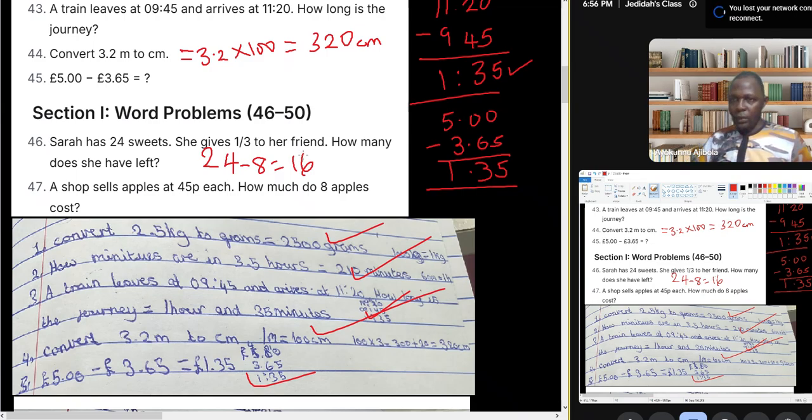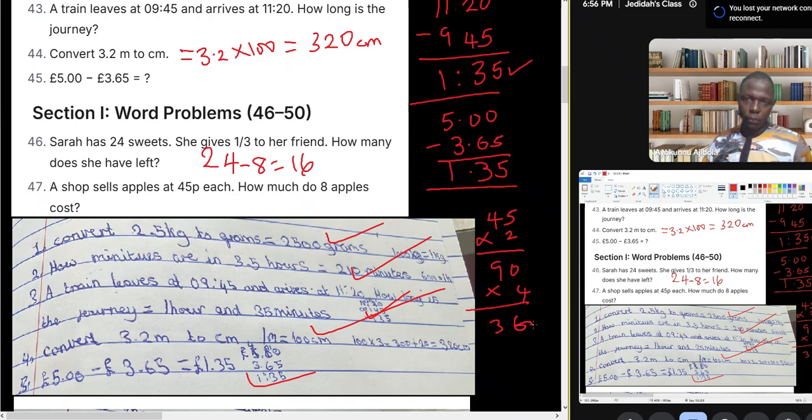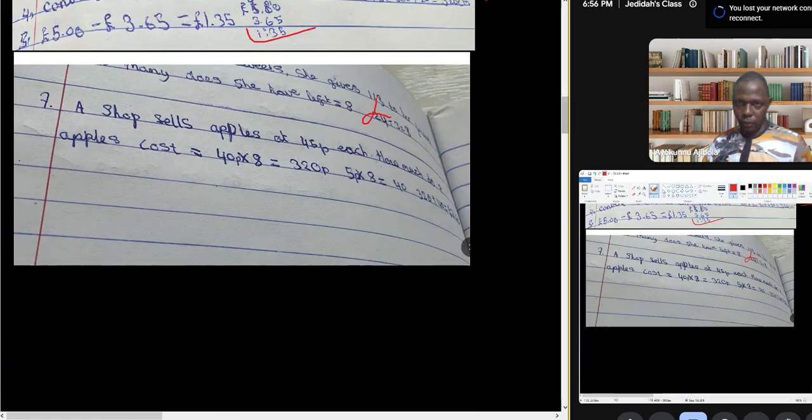A shop sells apples at 45p each. How much do 8 apples cost? That's 45p times 8, right? 45p times 8. That's 3 pounds 60p, right? Yeah. Did you get 360? Yeah.